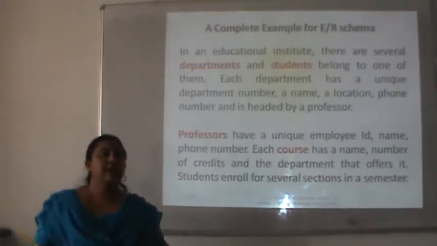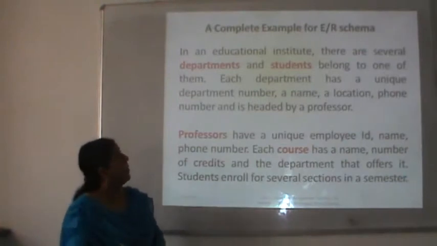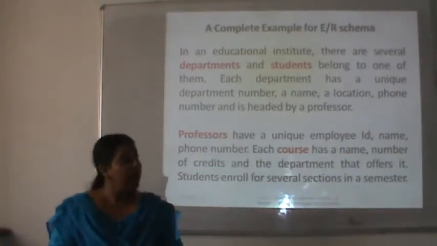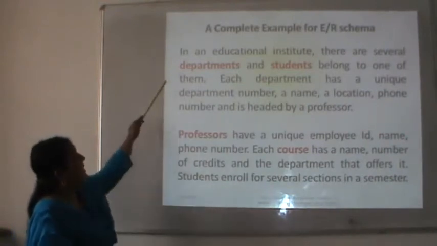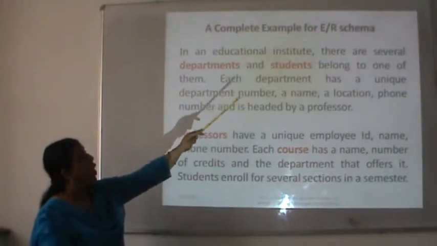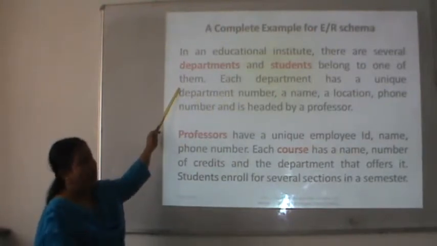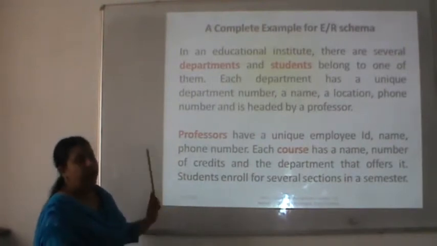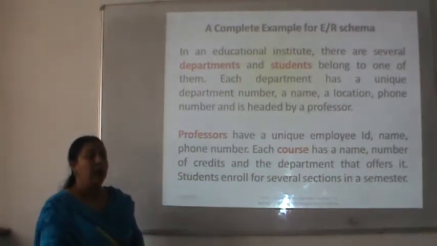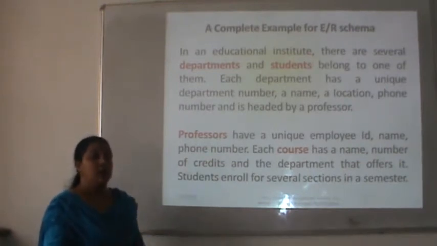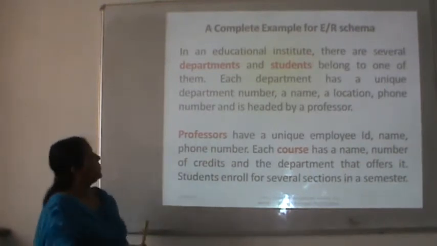Let's take a complete example of an ER schema. Let there be an educational system, and there are several departments and students that belong to one of them. Now read this carefully and try to identify what are the entities, what are the attributes, and what are the relationships. I'll read it again.